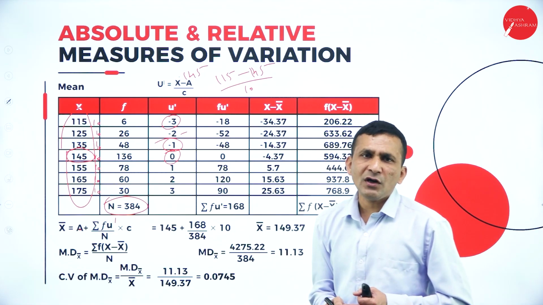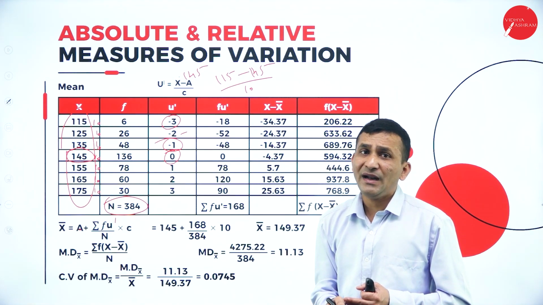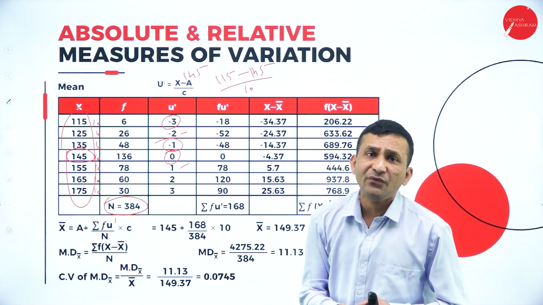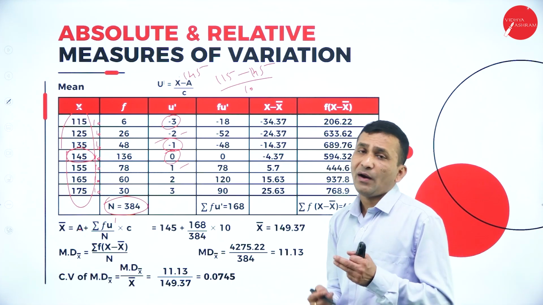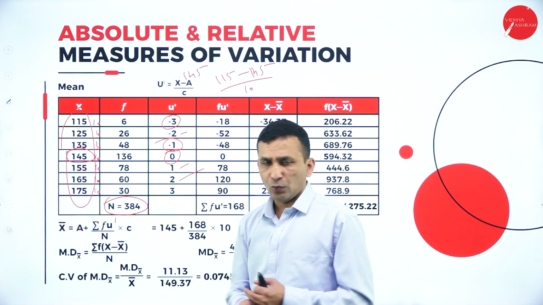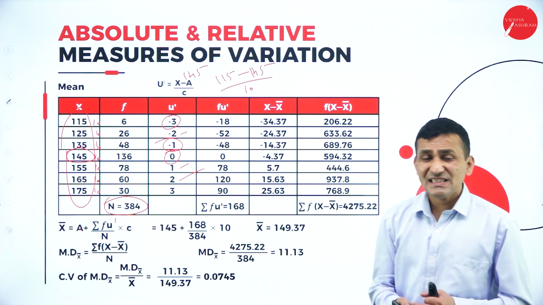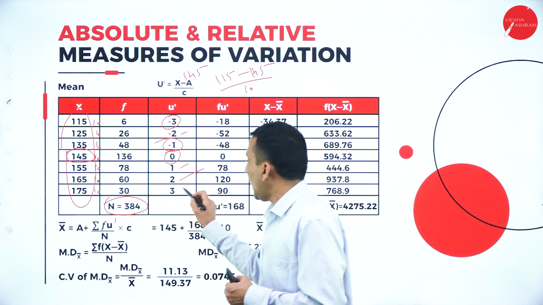155 minus 145 I am getting plus 10, divided by 10, 1. So 165 minus 145 I am getting plus 20, divided by 10, 2. 175 minus 145 I am getting plus 30, divided by 10, I will get 3.